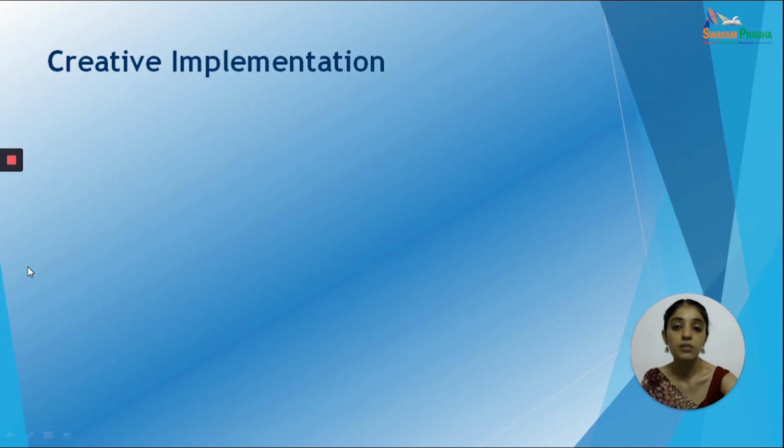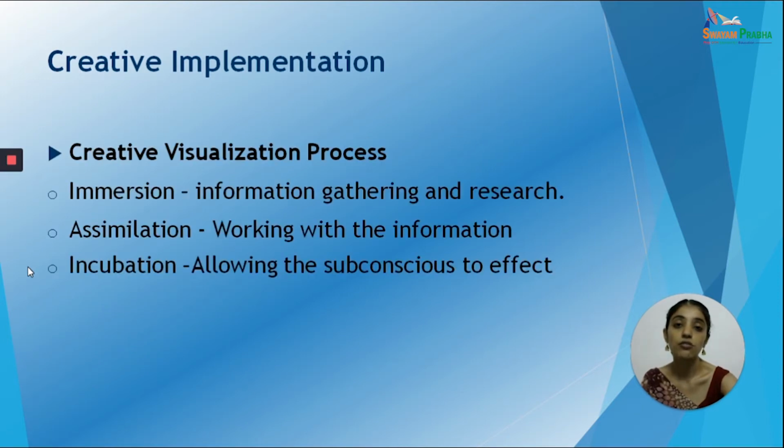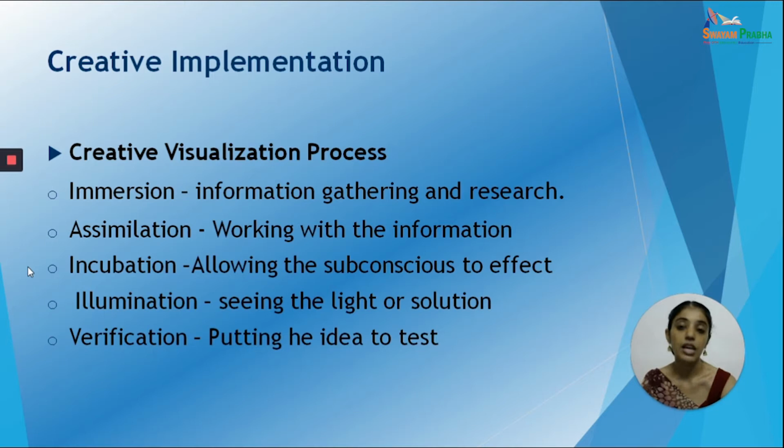The next part of creative implementation is the visualization process. Visualization refers to a step-by-step process of how you think of an idea, you conceive a certain creative idea, and how you give it a final shape. The steps in visualization process are as follows. Number one, immersion. When you are immersing yourself in this huge data, this plethora of information. So information gathering and research is done on the basis of immersion point.